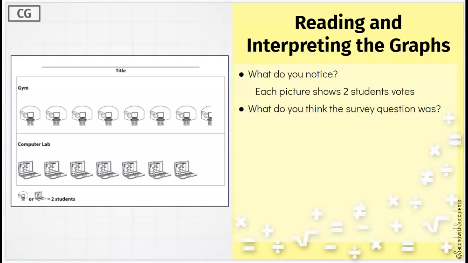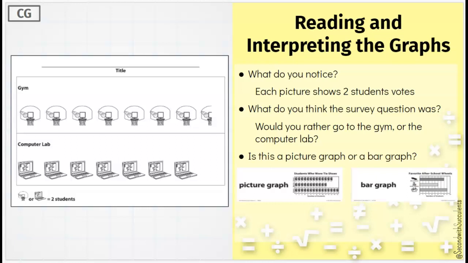Now you may have a few different ideas. You might be thinking, would you rather go to the gym or to the computer lab? Now you might be thinking, well, what's your favorite class, PE or media? Because I know that when we go to PE, sometimes we play basketball in the gym. And I know when we go to the media center, sometimes we need to use the computers or be in the computer lab. Well, it could be either of those questions. A good question we can use is, would you rather go to the gym or go to the computer lab? Other questions would work too, as long as they fit the data.